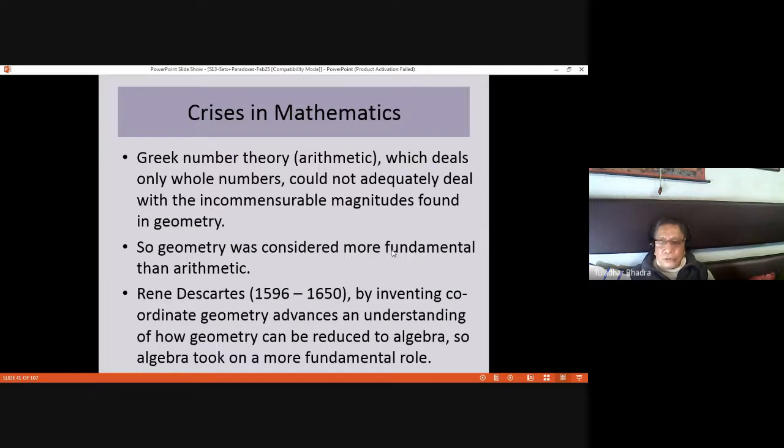So geometry was considered more fundamental than arithmetic, because even the diagonal of a square we can't measure. If you take a square of side 1 and 1, the diagonal will have the value √2, which is an incommensurable magnitude. So geometry was considered more fundamental than arithmetic. And for that, Descartes, 1596, invented coordinate geometry, advancing the understanding of how geometry can be reduced to algebra.